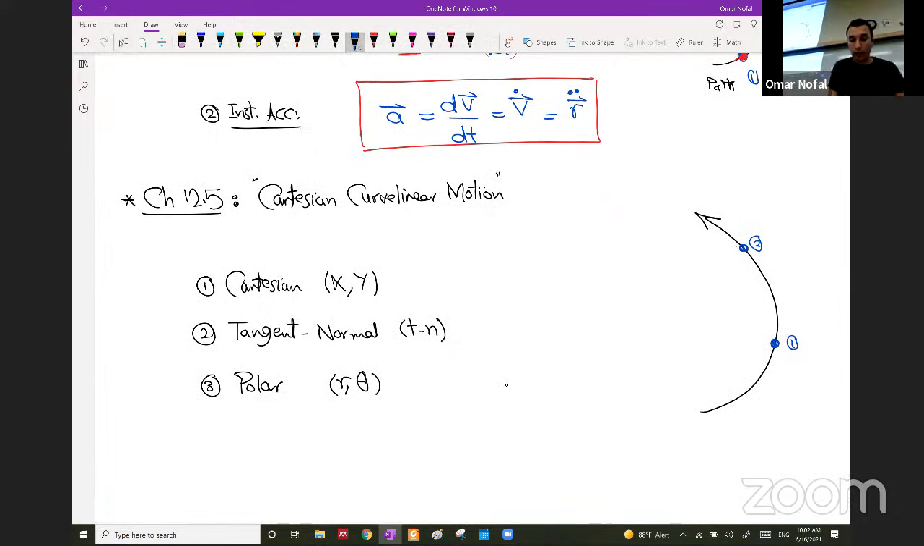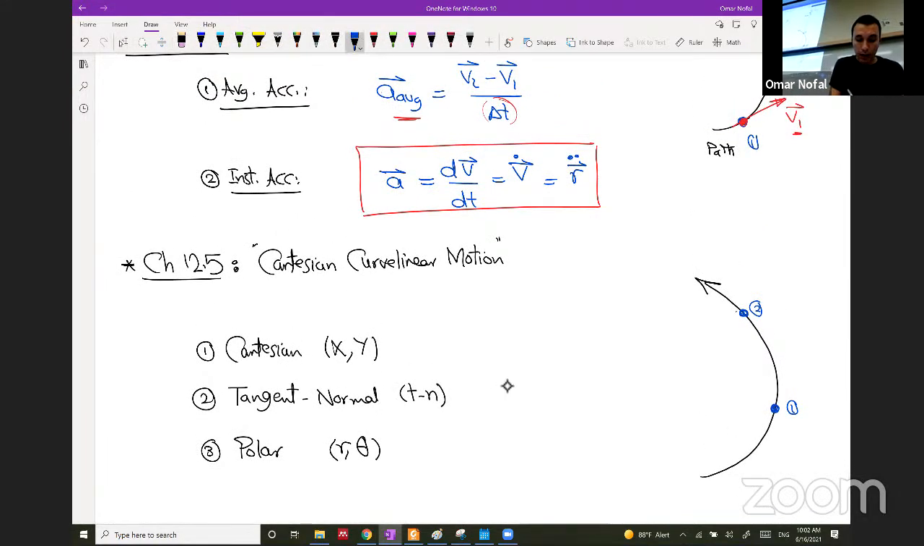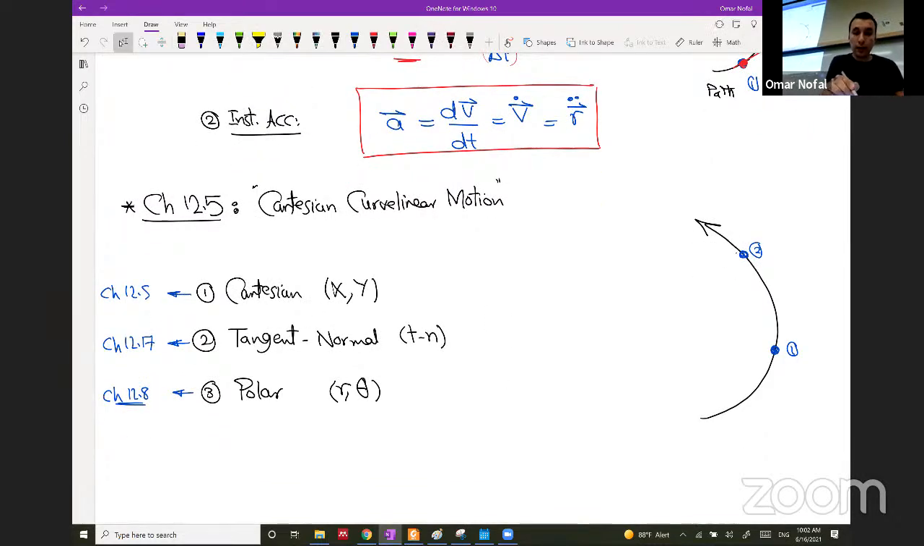And we will be discussing today this, which is in chapter 12.5, and this is chapter 12.17. This is chapter 12.18, I think so. So let's start today with the Cartesian curvilinear motion and how we can describe this motion.